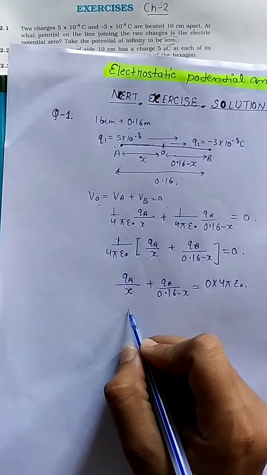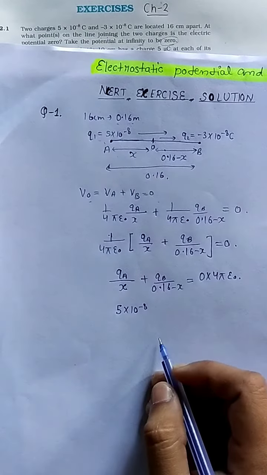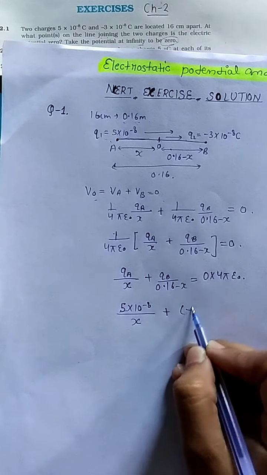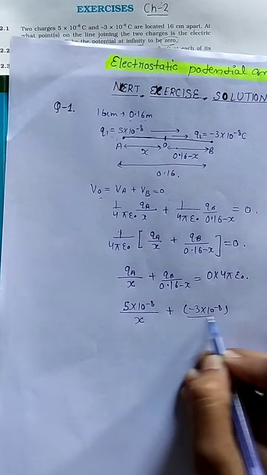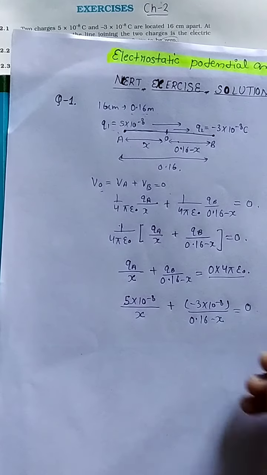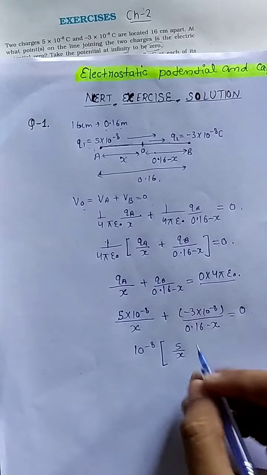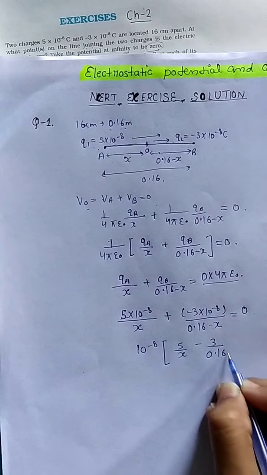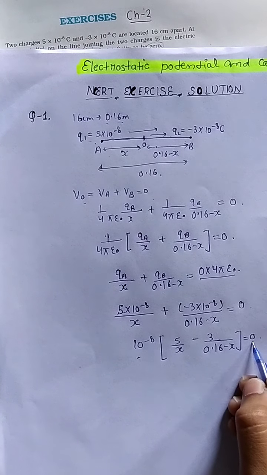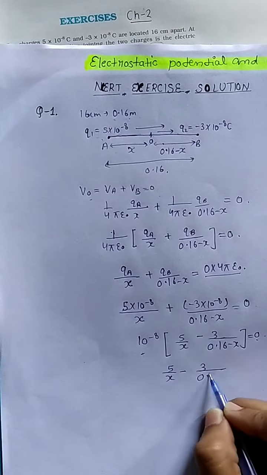This remains, and QA is equal to 5 into 10 power minus 8 coulomb, that is the value of QA, or we can write it as Q1, and QB is equal to minus 3 into 10 power minus 8 coulomb, with distance 0.16 minus x. This will become 0. Now we will take 10 power minus 8 as common, then here 5 upon x minus 3 upon 0.16 minus x equal to 0. Dividing 0 by 10 power minus 8, we get 0, so 5 upon x minus 3 upon 0.16 minus x equals 0.